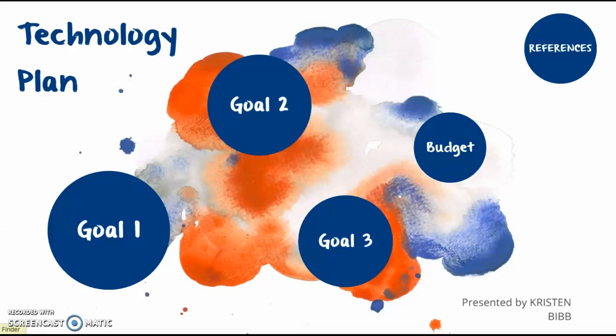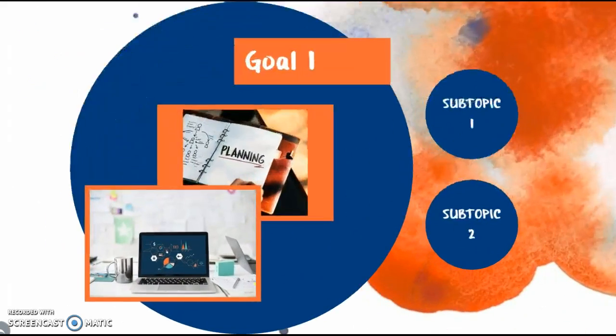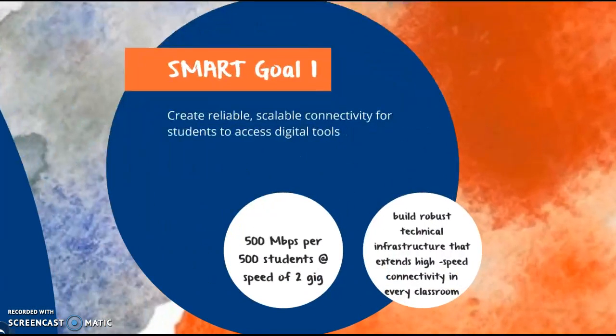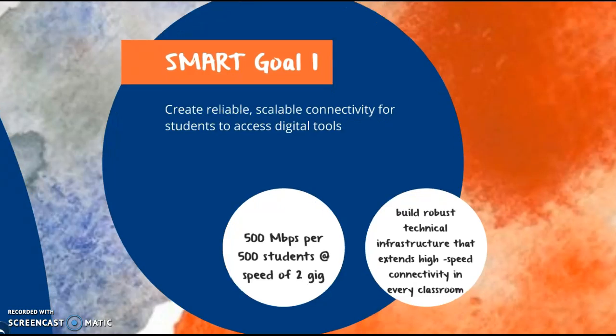Based on the information in our technology plan, we've decided on 3 different goals. Goal 1 is to create reliable, scalable connectivity for students to access digital resources and digital tools. We're looking at 500 megabytes per 500 students at a speed of 2 gigs. This will give us the opportunity to build a robust technical infrastructure that extends high-speed connectivity in every classroom.